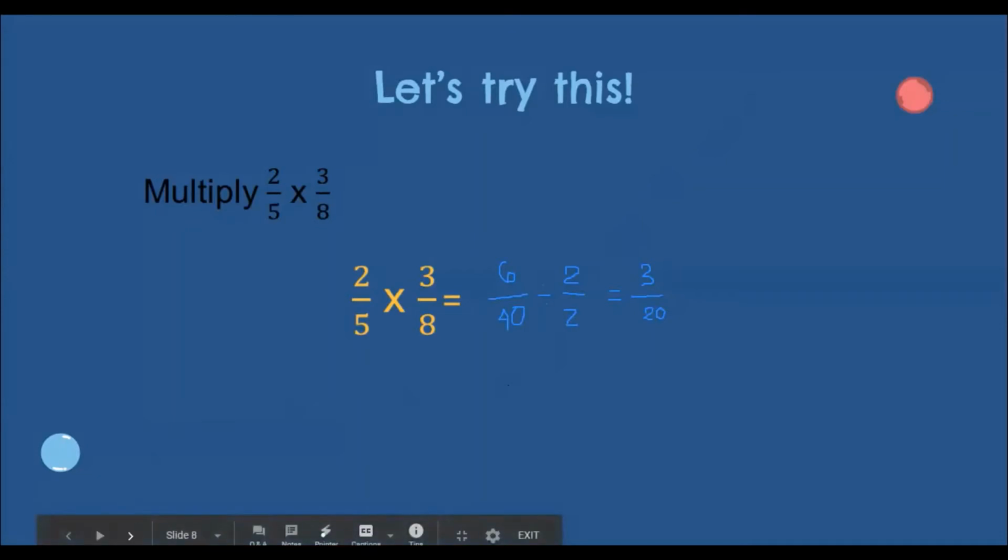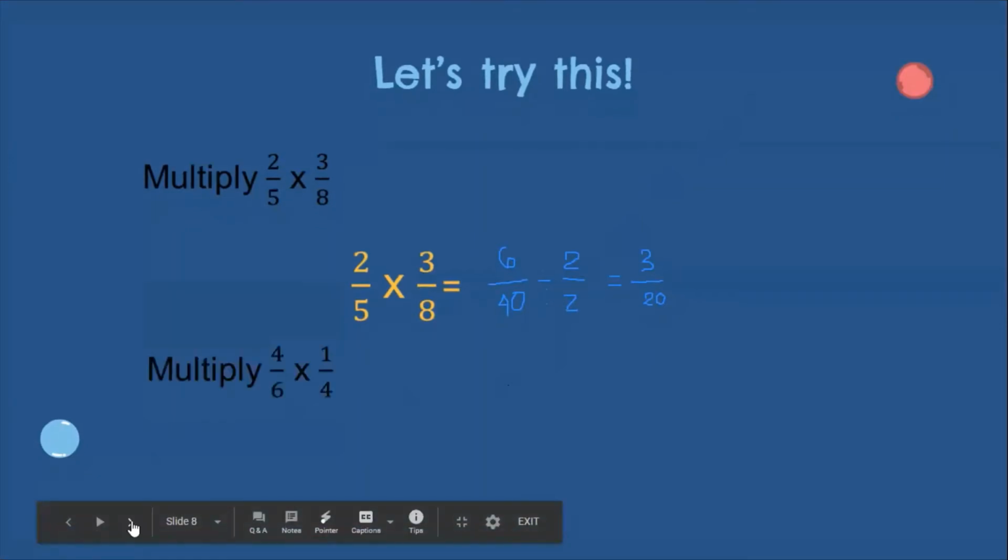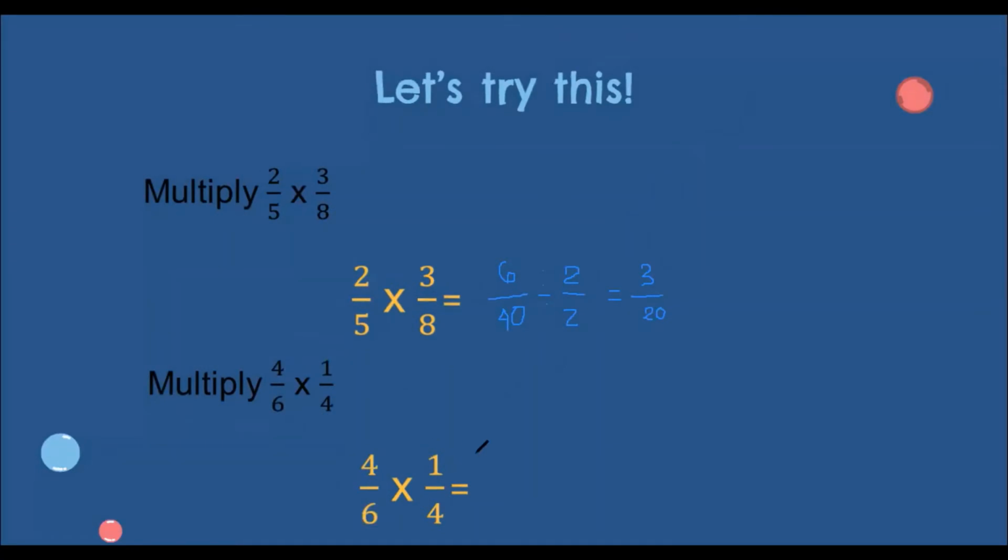Now, how about another example here? Let us multiply 4/6 times 1/4. Same process when we multiply fractions. Just multiply top times top, 4 times 1, that is 4. And bottom times bottom, 6 times 4, 24.